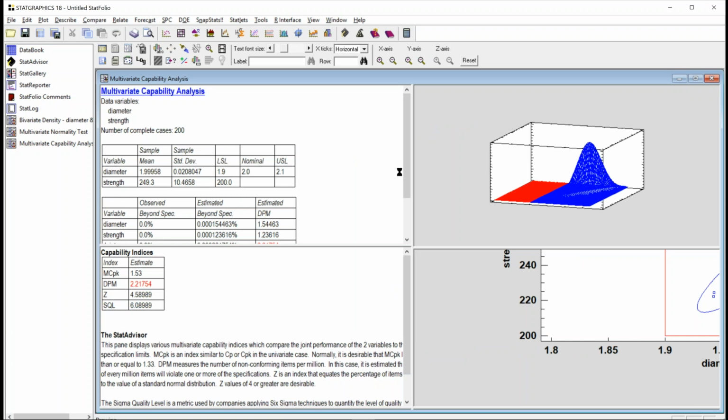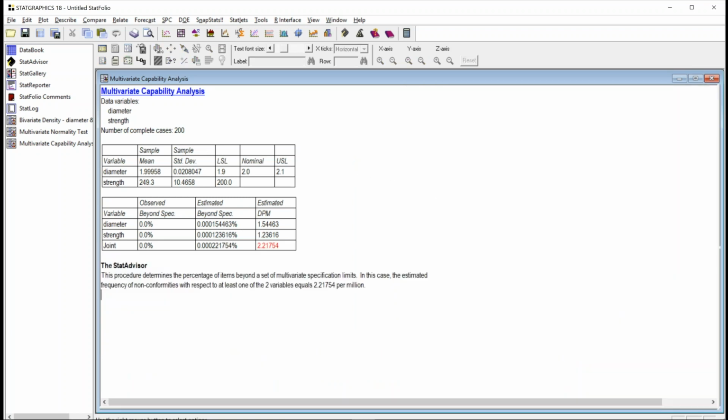Now, if I go back to the analysis summary, it'll also show you how the joint defects per million compare to the individual defects per million. If you look at the estimated DPM for diameter, it's 1.54 defects per million. For strength, it's 1.236 defects per million. The joint estimate is 2.217.